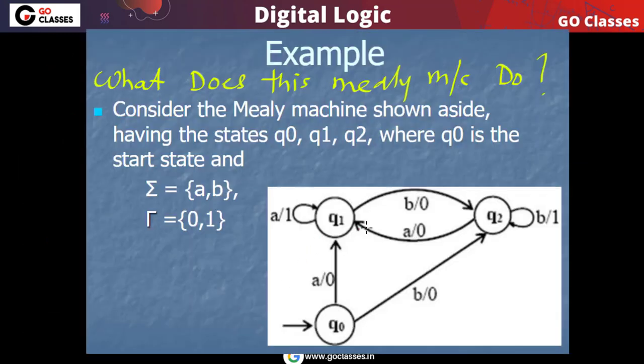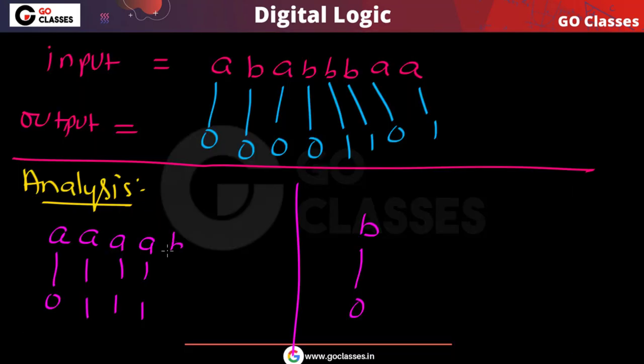Now if B comes in this state Q1, then output will be 0. Now if another B comes, output will be 1. If A comes, output will be 0. And if A comes, then output will be 1. You can make this observation. This is a very simple analysis.